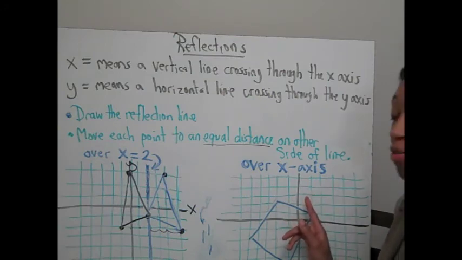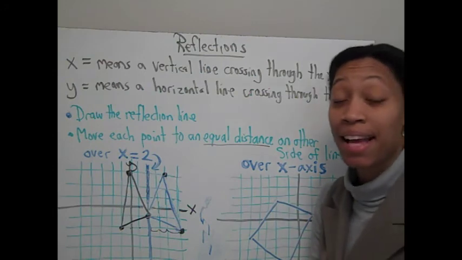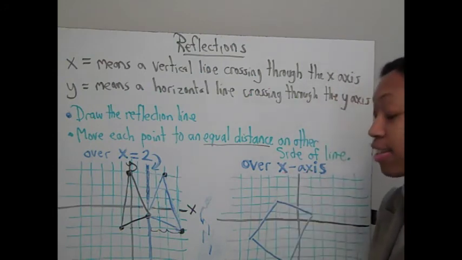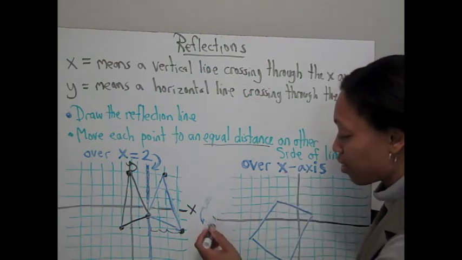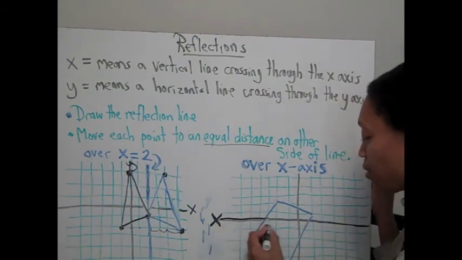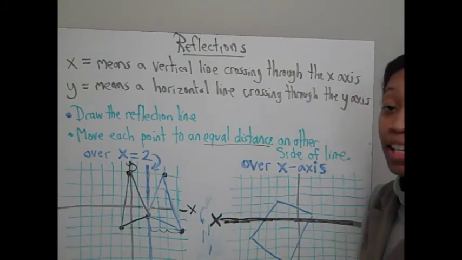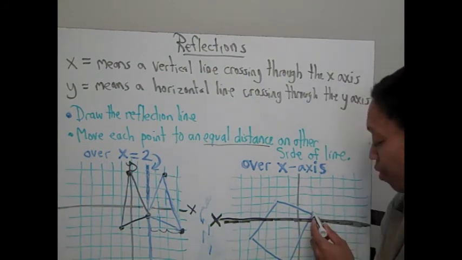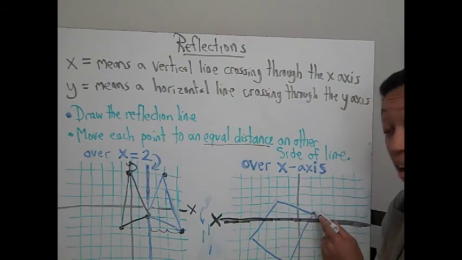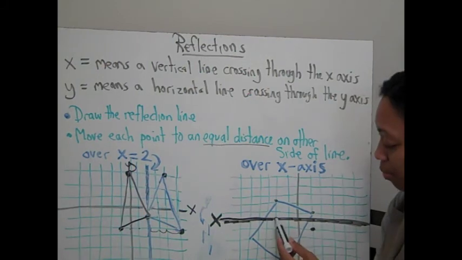Now let's see if we can reflect over the x-axis. Alright, now this time I don't have x equals. It just says x-axis. Well, the x-axis is right here. So if I were to reflect over the x-axis, I'm reflecting over this line. How far away is each point from that line? This point is 1 above the line. So I'm going to come 1 below the line. This point is 1, 2 above the line. So I'm going to come 1, 2 below the line.